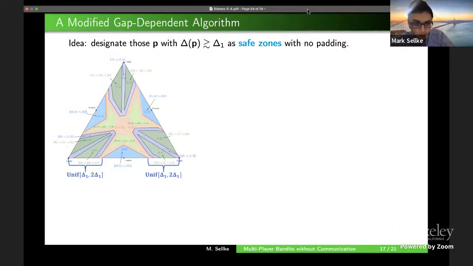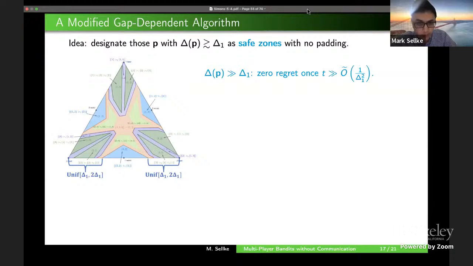We designated the problem instances with a large gap, larger than some threshold delta 1, as safe zones. So they kind of don't have any padding. So these are these blue triangular regions. These turn out to be the regions with very large gaps in this case. And we do the same padding tree construction, but if the padding tries to enter these safe zones, it just kind of doesn't enter them. It kind of bounces off the side is what the picture ends up looking like.